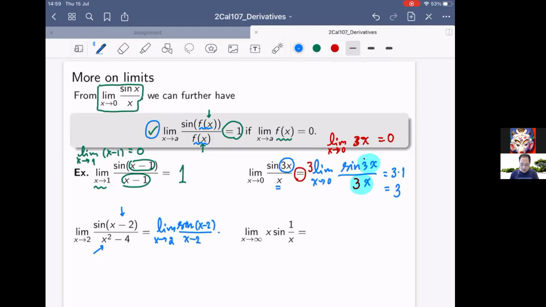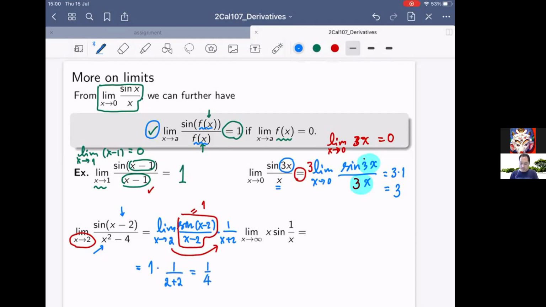And 1 over x plus 2. Can you see? So this one is like the previous one, right? The limit of this one as x goes to 2 will go to 1. But for this one, as x goes to 2, you can just plug in. So you have 1 multiplied by 1 over 2 plus 2, which is 1/4.